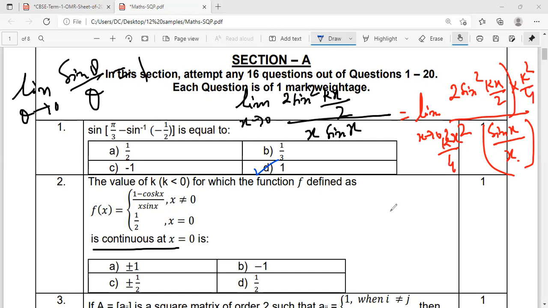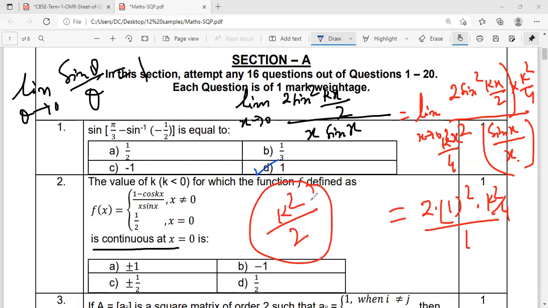And now you observe that it is 2 into 1 squared divided by 1 into k squared by 4. So it's like k squared by 2. The limit has come out to be k squared by 2. Now k squared by 2 should be equal to half. That means k squared should be equal to 1. So k should be plus minus 1.